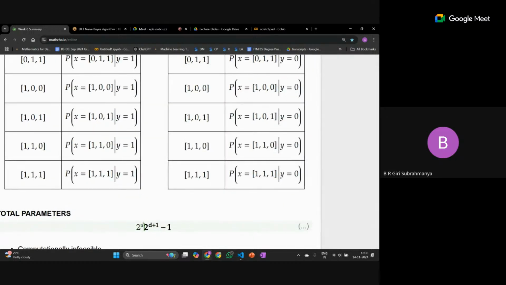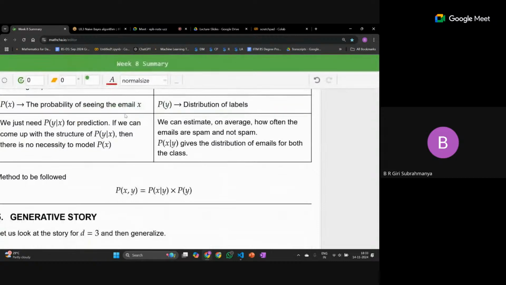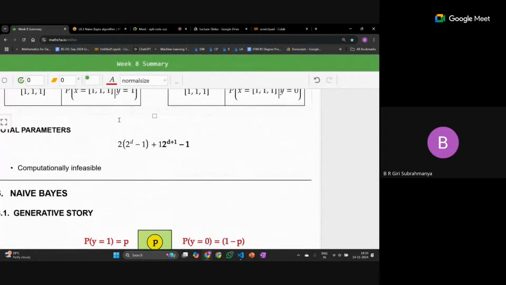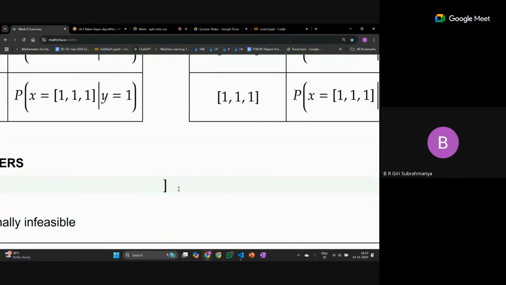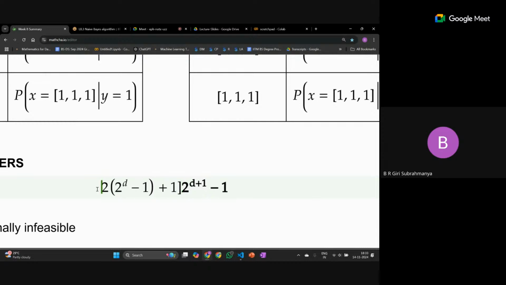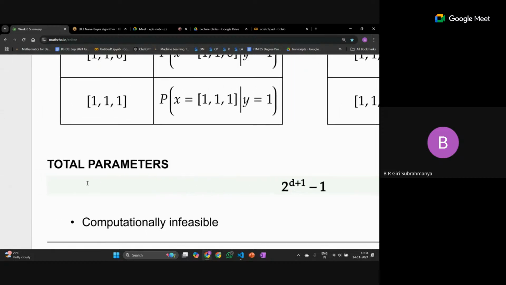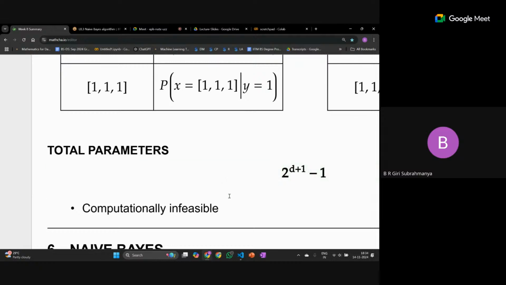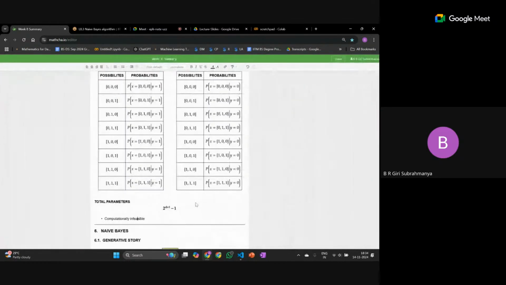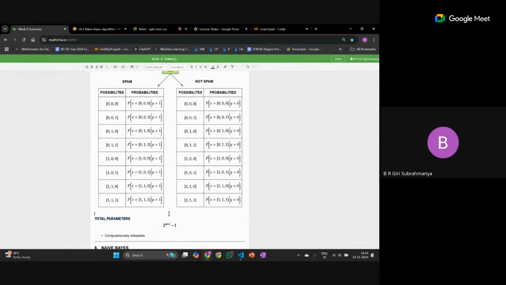So you have 2 power D minus 1 for one side, and you have 2 power D minus 1 for the other side, which is 2 times (2 power D minus 1). And you also have to find this P. So these are the number of parameters, the ones within the brackets. Now if you evaluate this, it will turn out to be 2 power D plus 1, minus 2, plus 1, which is 2 power D plus 1 minus 1. So you have these many parameters. Now this is exponential, right? So this is definitely not going to be feasible. It's going to be computationally infeasible. So even though this looks like a good generative story, due to computational constraints, we are not going to model this.